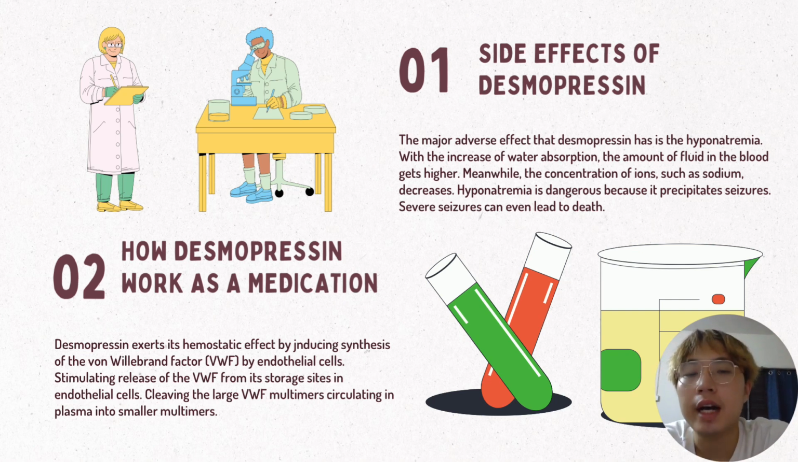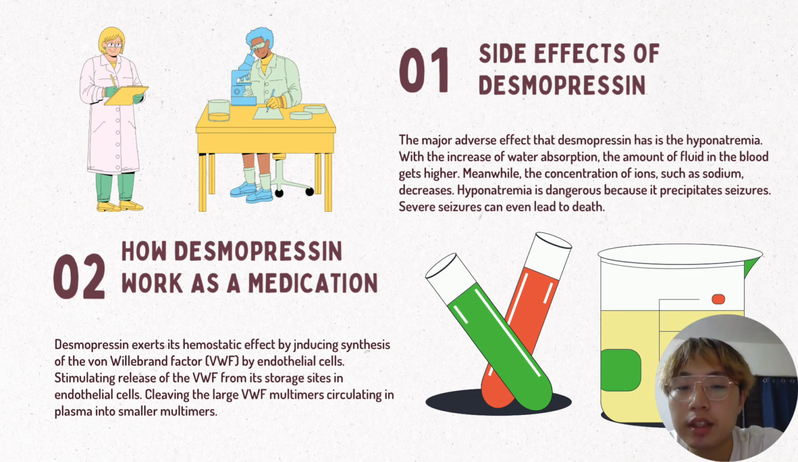And second is how desmopressin works as a medication. Desmopressin exerts its hemostatic effect by inducing synthesis of the von Willebrand factor by endothelial cells, stimulating release of the von Willebrand factor from its storage sites in endothelial cells, and cleaving the large von Willebrand factor multimers circulating in plasma into smaller multimers.